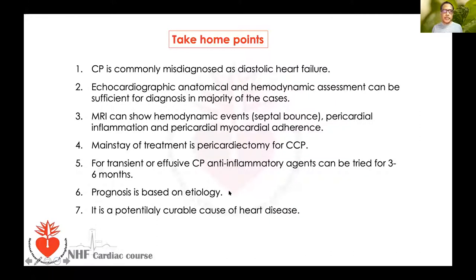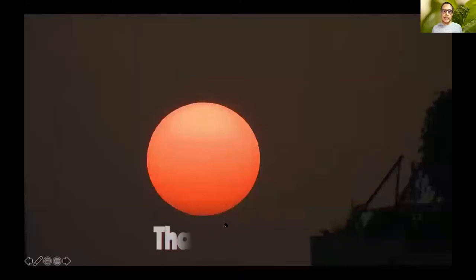Prognosis is mainly based on etiology. And lastly, it is a potentially curable cause of heart disease. Thank you. Thank you for your patience in hearing.